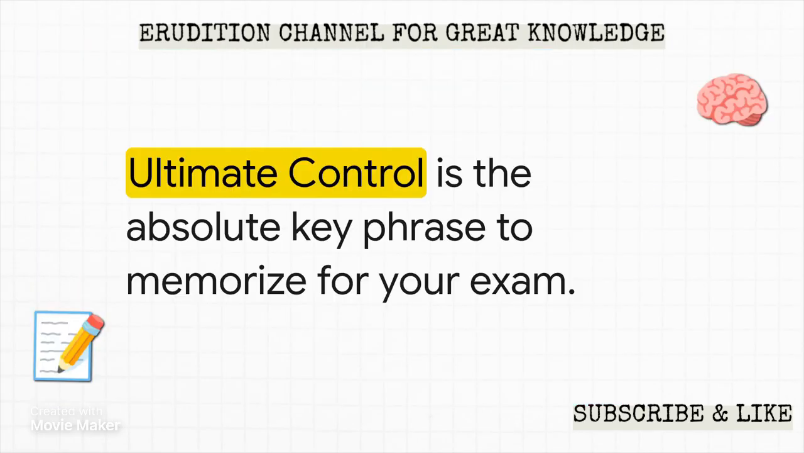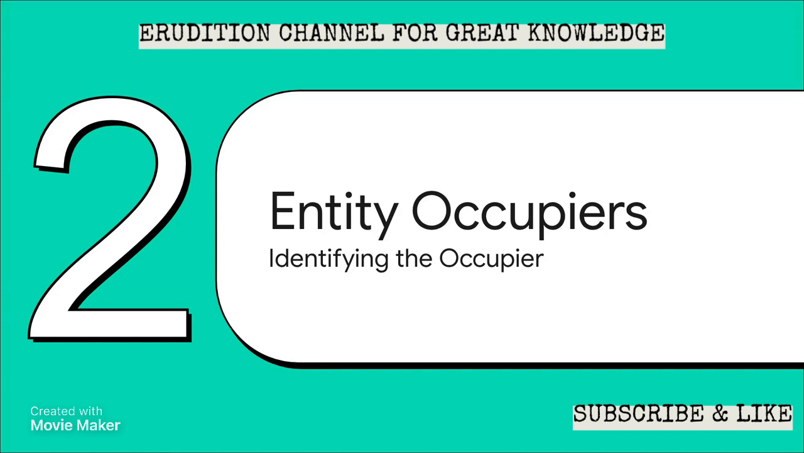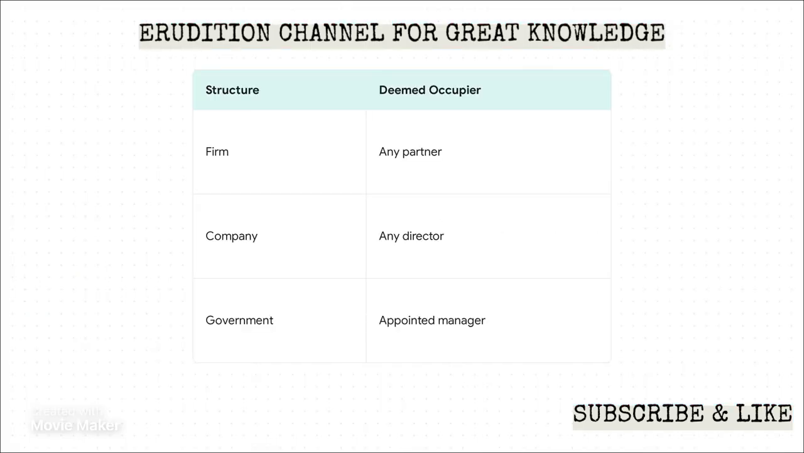So, the crucial point is, ultimate control is the absolute key phrase you must memorize today. If you're asked to define an occupier and those two words are missing from your very first sentence, you are already losing points. It completely anchors the rest of the legal logic we're about to explore. Moving right along to Section 2, identifying the entity occupier. The law actually applies this ultimate control test quite differently depending on the structure of the business. For a firm or an association of individuals, any individual partner or member is deemed the occupier.